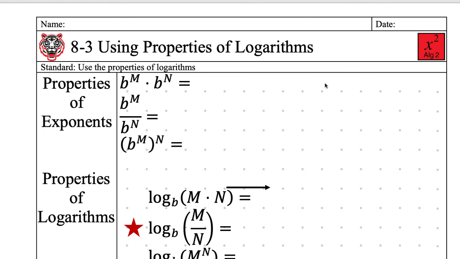So we are in Algebra 2. Today's date is Friday, January 17th, 2020. Now that I am in lecture mode and lesson mode, there should be no more talking.